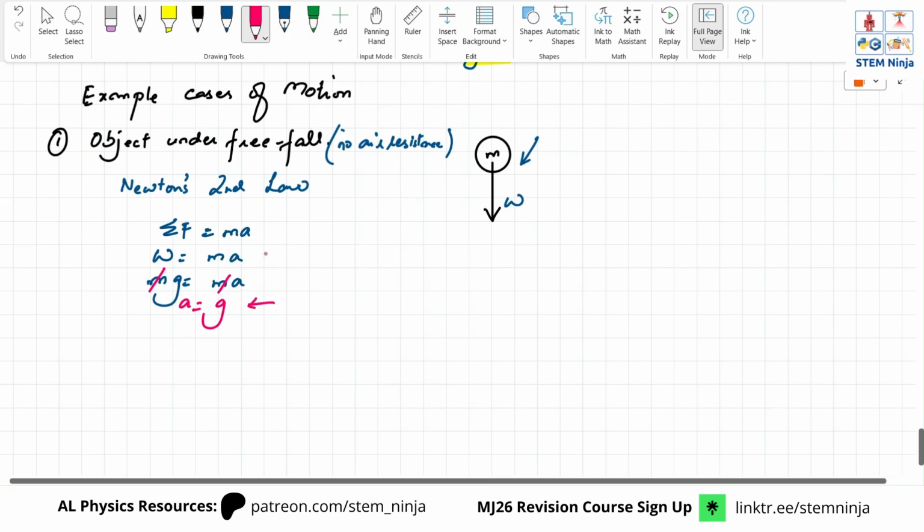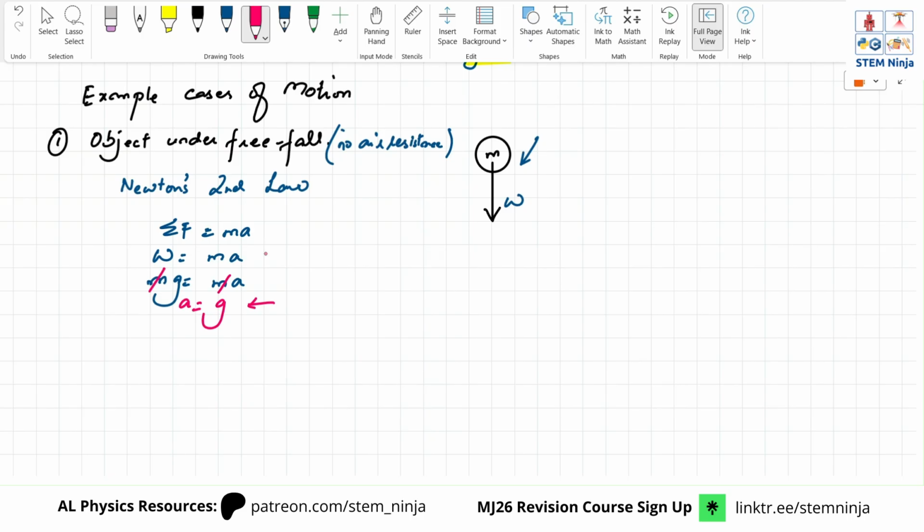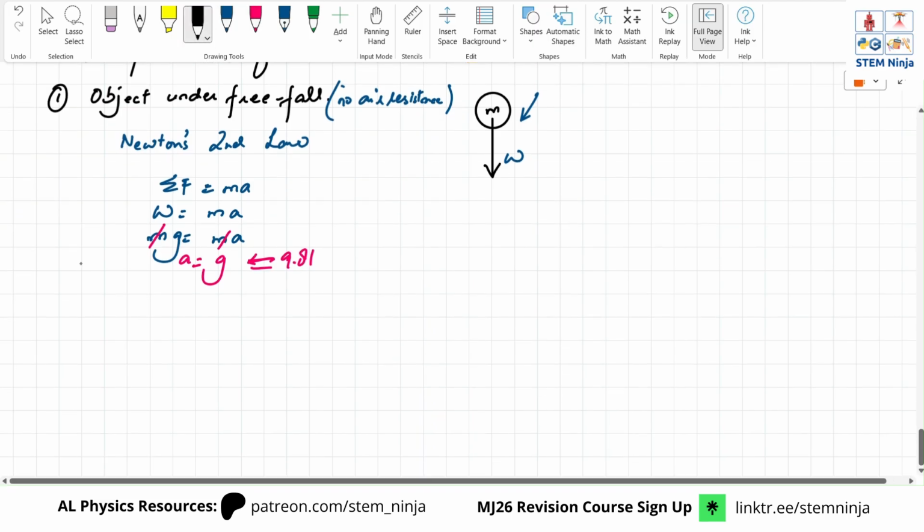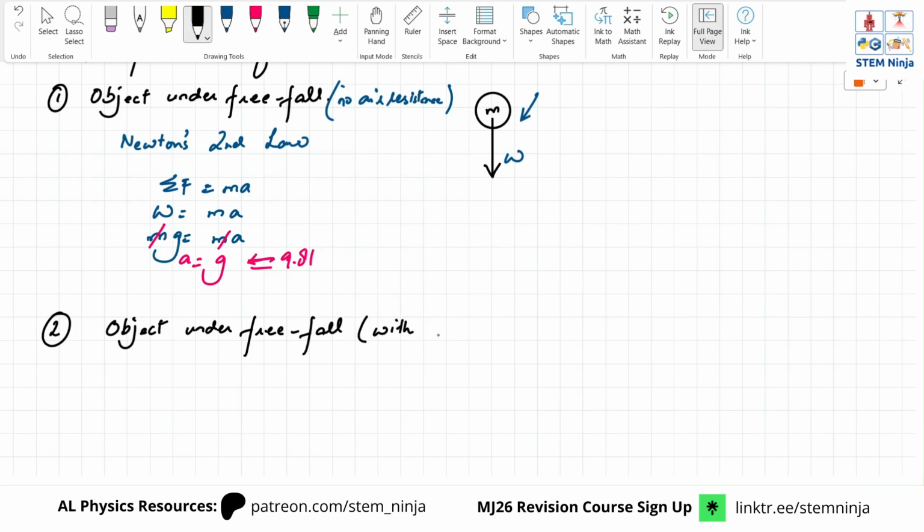We studied this in kinematics also, the acceleration due to gravity. The acceleration due to gravity is equal to 9.81 because weight is the only force acting on this. But what if there is air resistance in it? So, an object under free fall with air resistance.